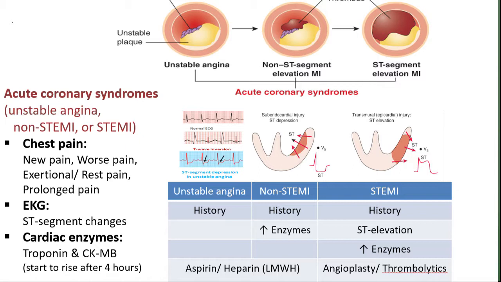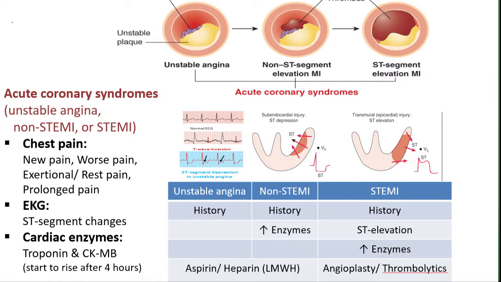These are the EKG findings. In STEMI, you get elevated ST segment. In non-STEMI, you might get depressed ST segment. In both of them, you will have the cardiac enzymes elevated. In unstable angina, you can have a normal EKG, you can have ST segment depression, you can have T-wave inversion.